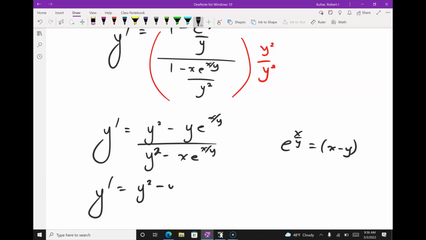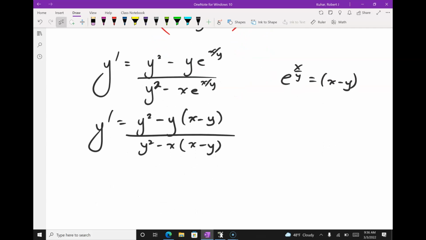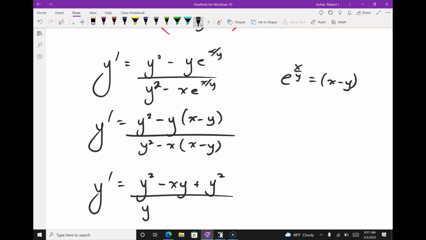So I get y squared minus y times quantity x minus y over y squared minus x times quantity x minus y. I probably want to distribute things out and see if there's anything else I can do. It does look like I can factor out a y upstairs, but not much downstairs. So let's see what I get. So I get y squared minus xy plus y squared. Nice. Y squared minus x squared plus xy.